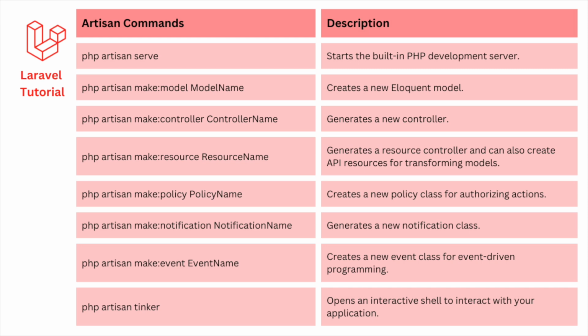Next is how you can create a policy. For that you can write the command php artisan make:policy name. A policy is a very convenient way to authorize user actions on resources. It helps centralize authorization logic and makes it easy to manage access control rules.